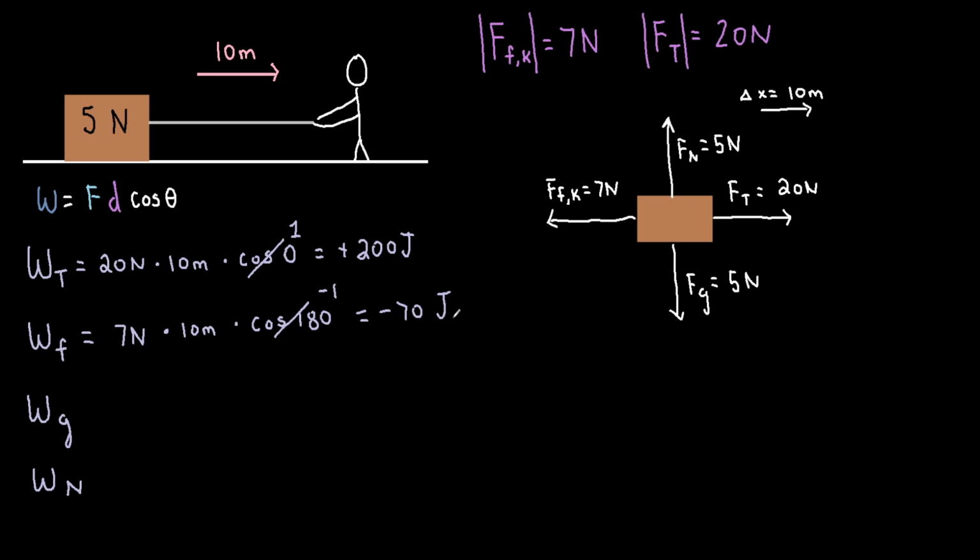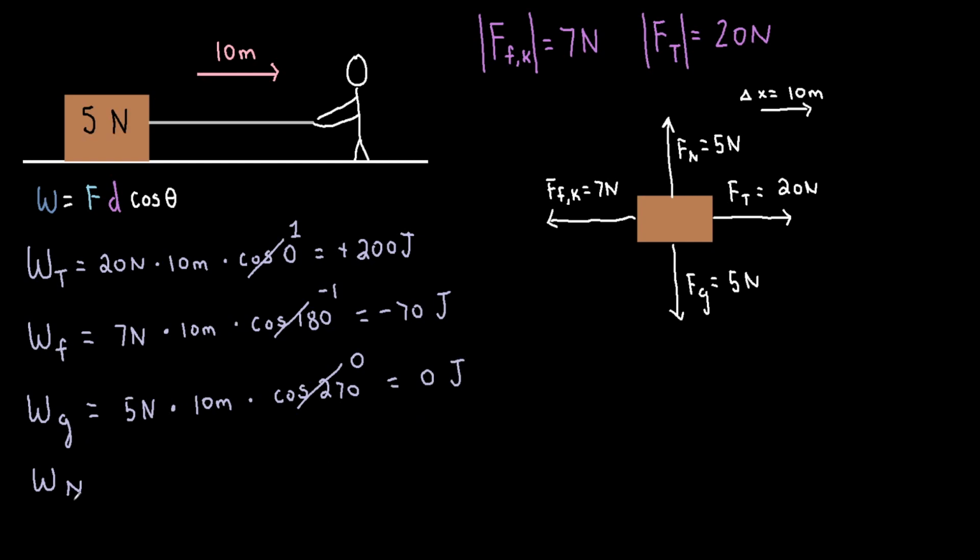Now let's solve for the work done by the gravitational force. So the work done by the gravitational force is going to equal the magnitude of the force of gravity, which is 5 newtons, times the displacement, which is 10 meters, times the cosine of the angle between the two vectors. And we see that the angle between the displacement vector and the force of gravity vector is 270 degrees. And we know that cosine of 270 is 0. So the work done by the gravitational force is going to equal 0 joules.